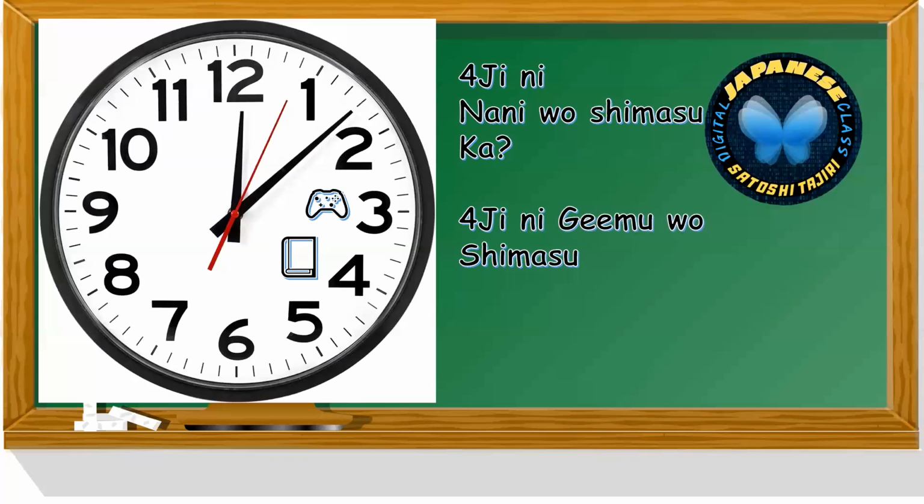So I'm going to say yoji ni. Then the book is hon. Then to read is yomimasu. So I'm going to say at 4 o'clock, I'm going to read a book. Wakarimasu ka? はい、わかります、先生。Okay, good.